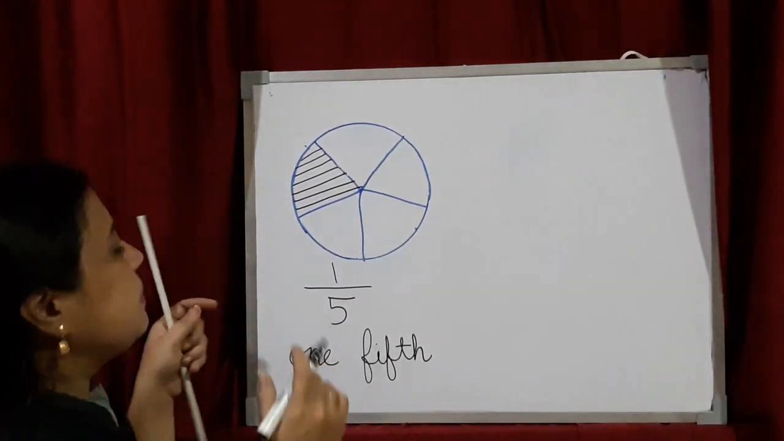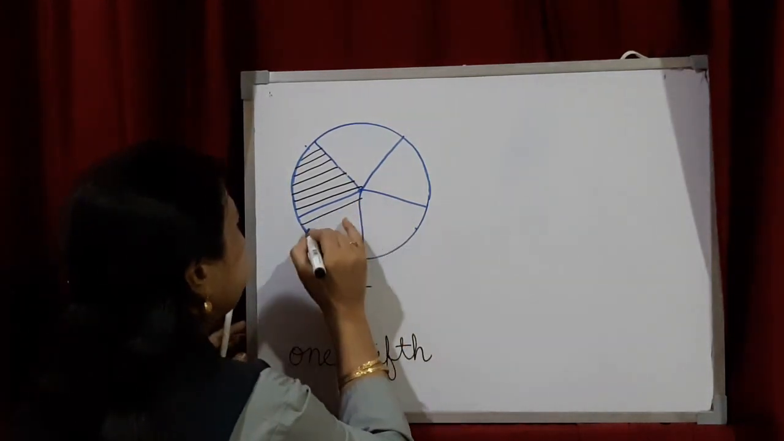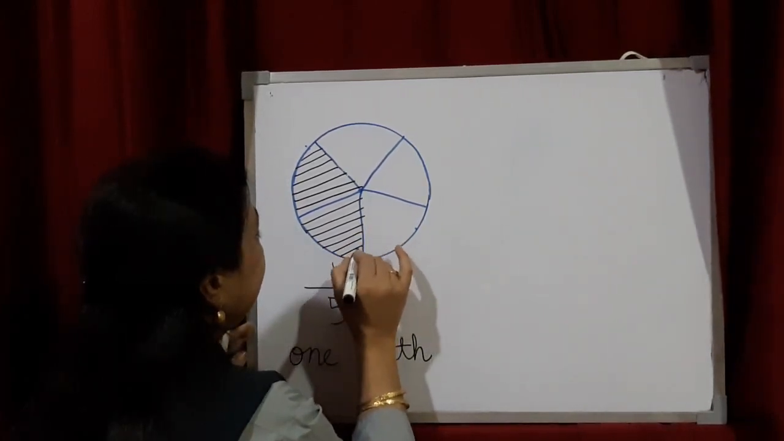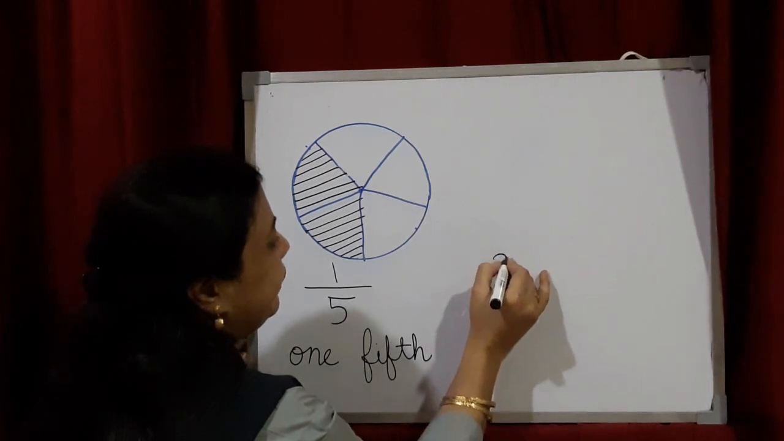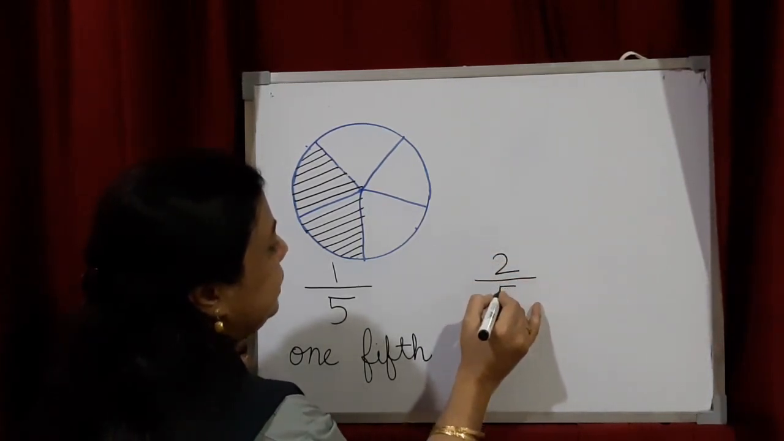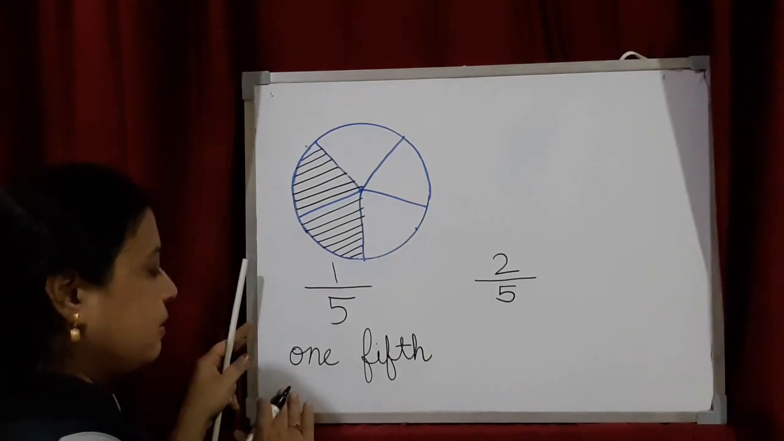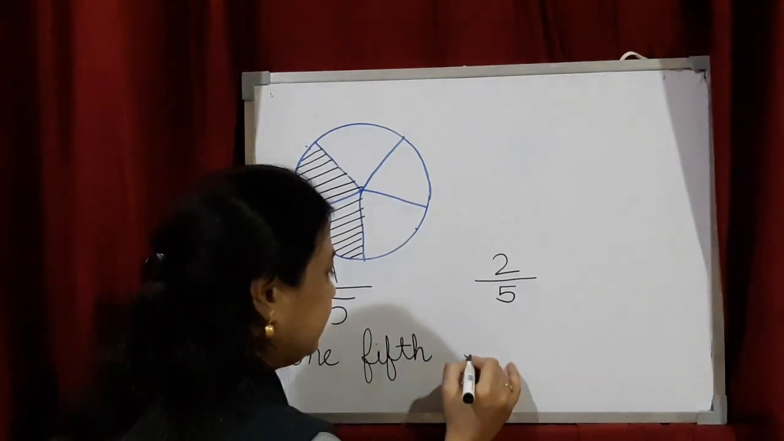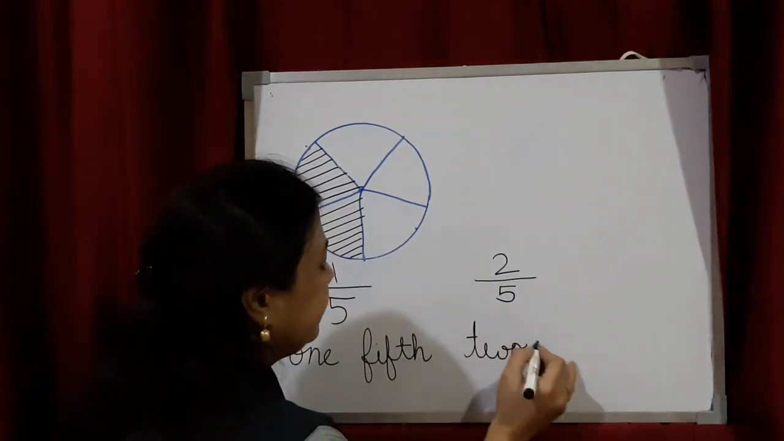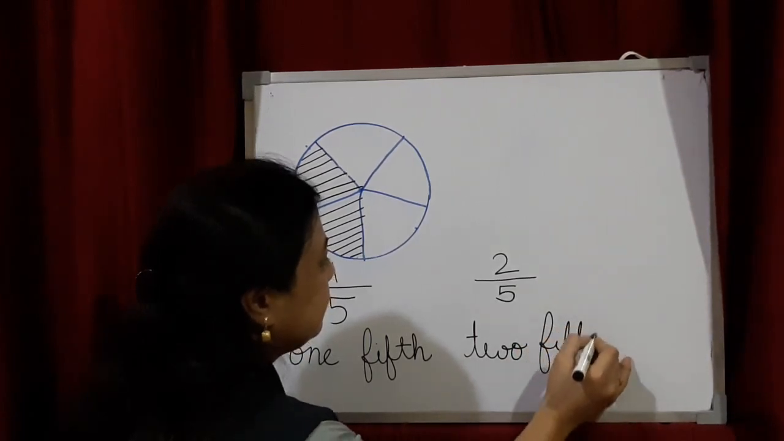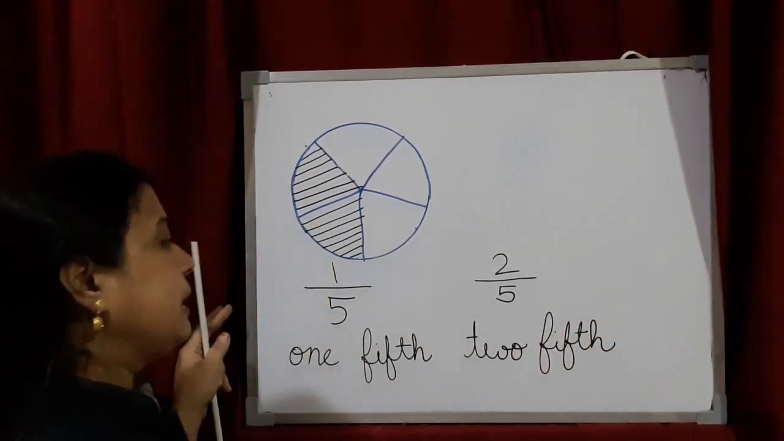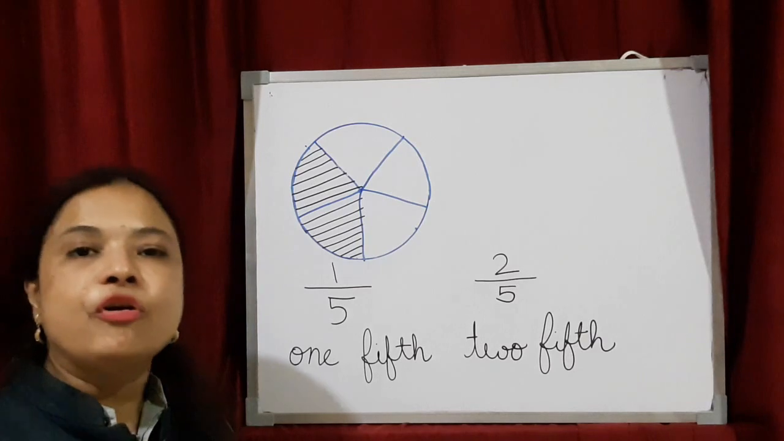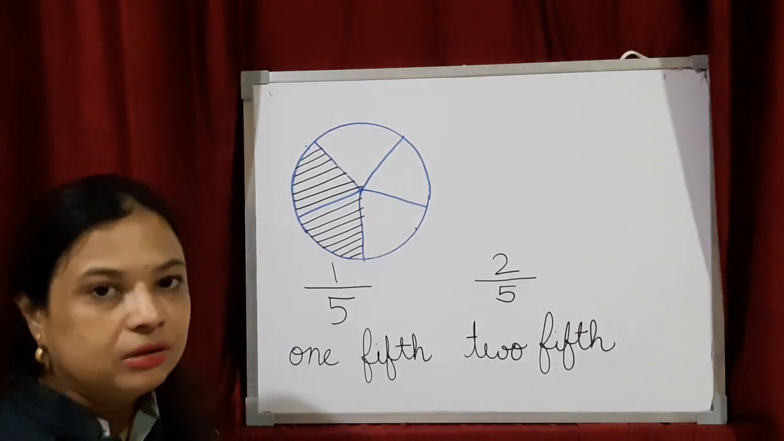Now after shading one part, suppose I shade 2 parts, so my fraction will be 2/5, right? Like here we had written 1/5, here in the second one we will write 2/5. Same way, if I shade 3 parts, then 3/5. I shade 4 parts, then 4/5, right? In that way we are going to write the fractions.